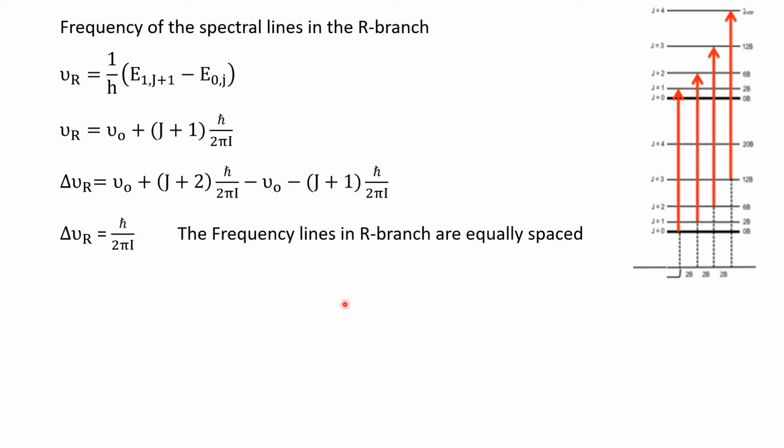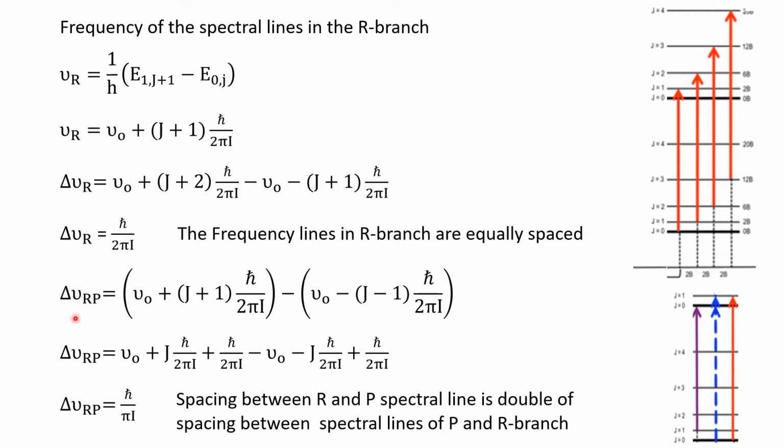If we go for the R value, this is high frequency, this is lower frequency, so you have to subtract it from J plus 1 to J. After this subtraction, you are here at this value. This is also the same spacing as we saw in the P branch. Similarly, we can calculate the spacing between the R and P.